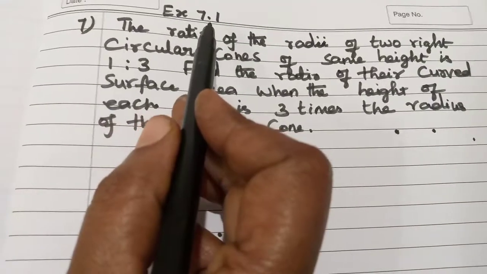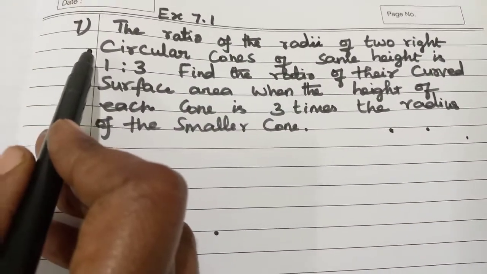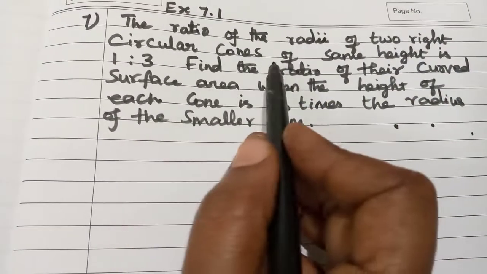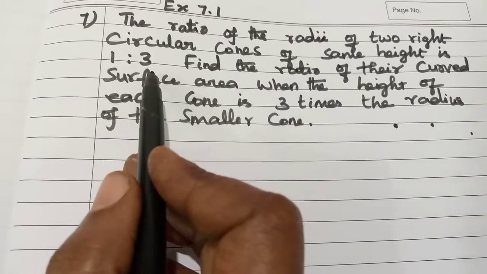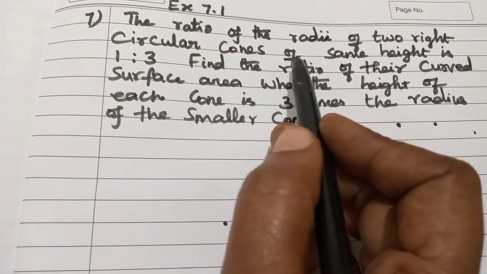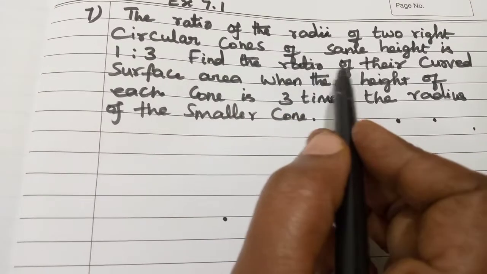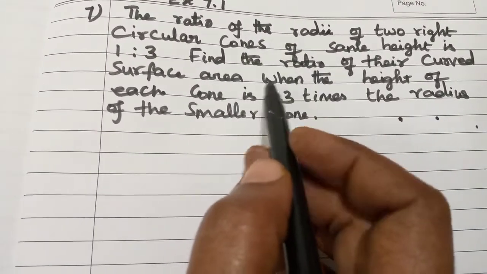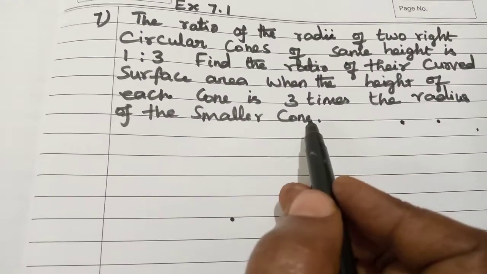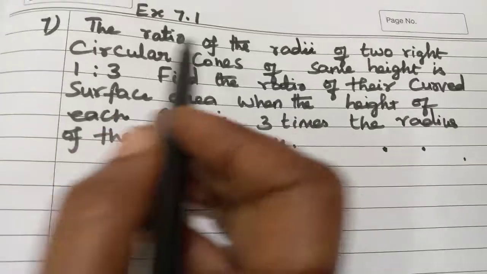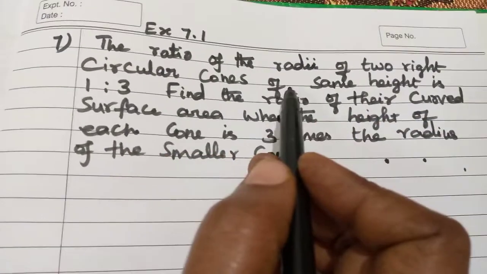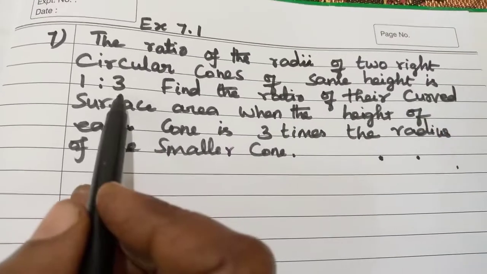Let's write Exercise 7.1, question number 7. What is the question now? The ratio of the radii of two right circular cones of the same height is 1:3. Find the ratio of their curved surface areas when the height of each cone is 3 times the radius of the smaller cone.